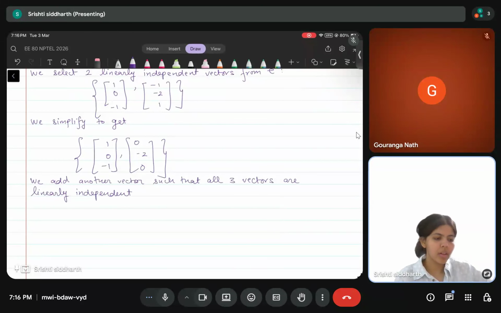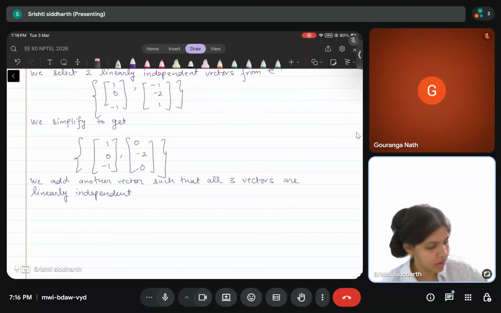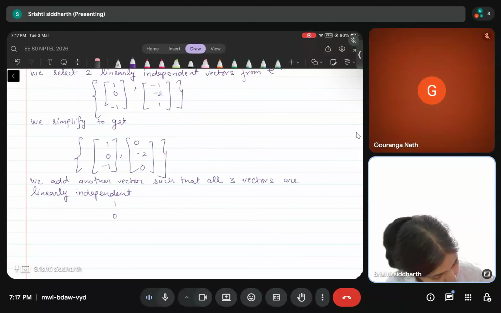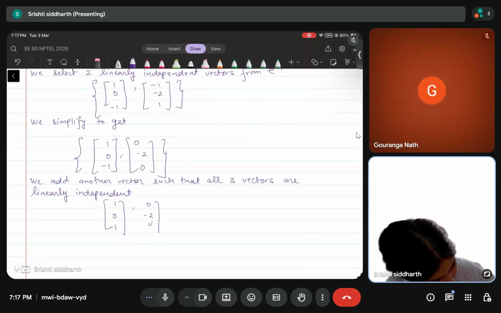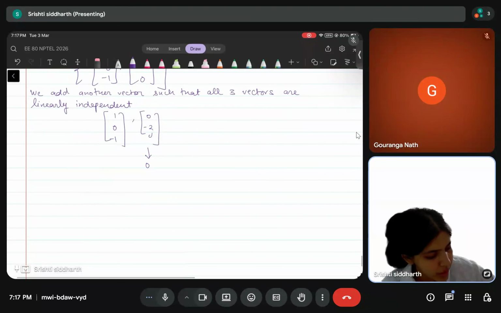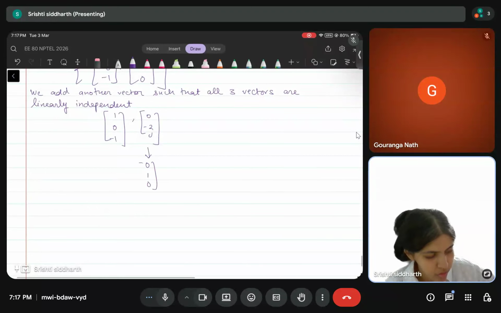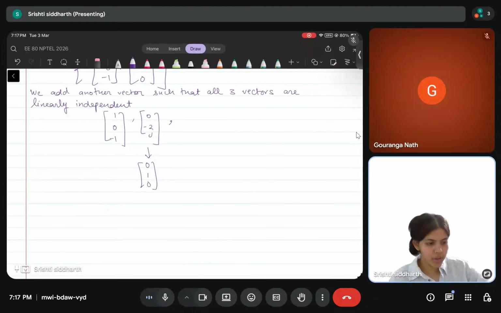So let's say the third one could be any of the standard basis vectors in R3. So this could be 1 0 0, 0 1 0, or 0 0 1. This is 1 0 minus 1. So observe that this is already a multiple of 0 1 0, so we should not select this one. We select the first one, right? 1 0 0.